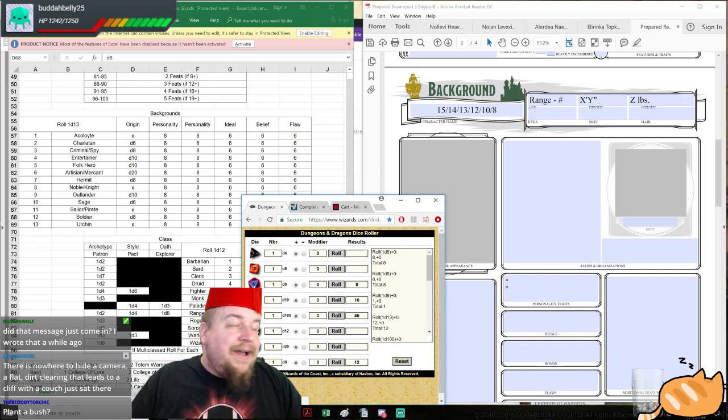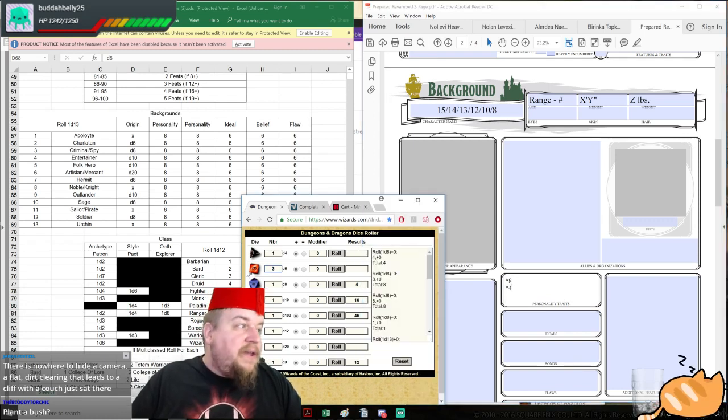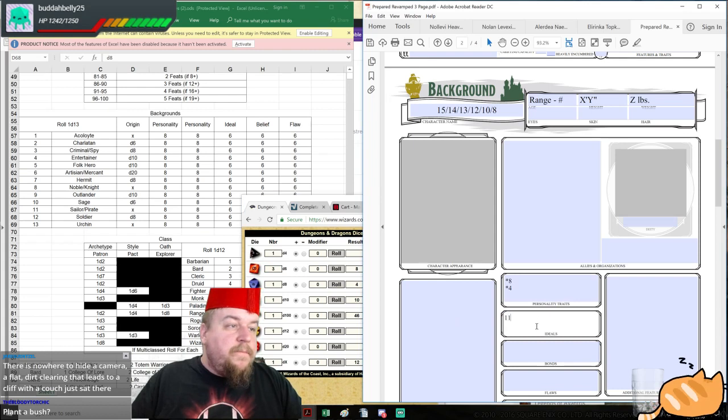Otherwise, for what we're doing, I like having 2 different boundary points, kind of border checks for our character. There we go. 8 and 4 is what we're looking at. Again, I can't tell you what these are off the top of my head, and even if I could, it doesn't matter right now. Ideal number 1, bond number 1, and flaw number 6.